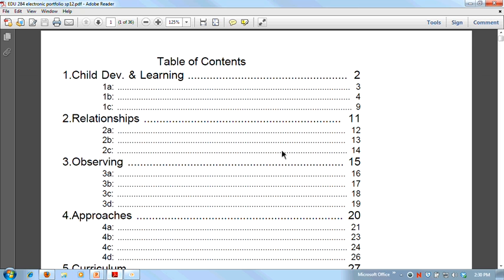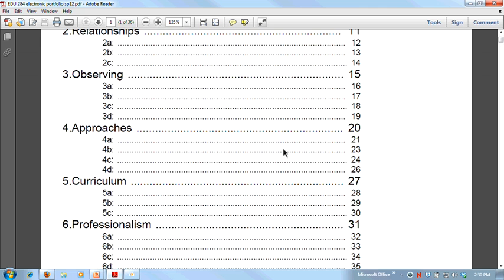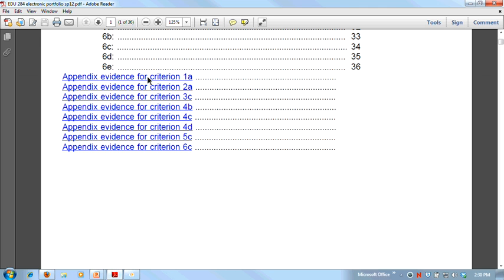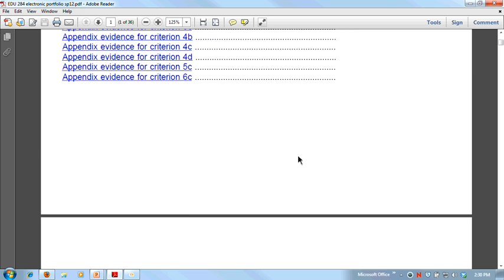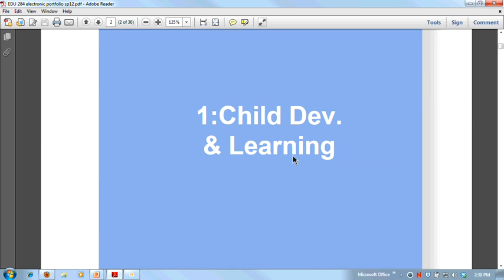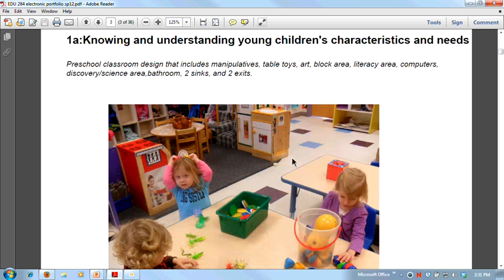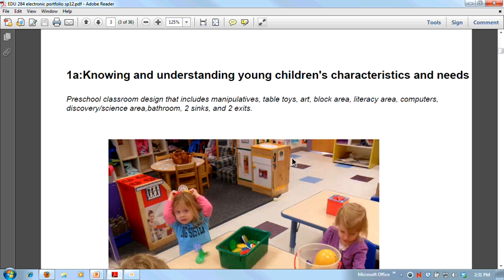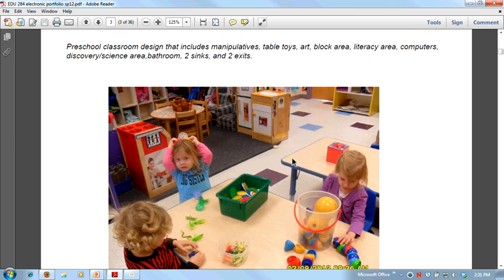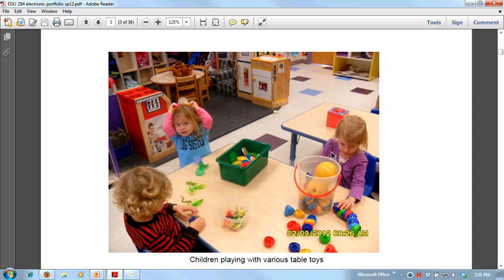Okay, thanks, Megan. When they generate the PDF file, it actually creates this table of contents. And the table of contents is based on, of course, the NAEYC standards. It gives them links to the evidence that they have added. It creates headers. So standard 1 comes up, done. This student, to prove knowing and understanding of young children's characteristics and needs, she took a picture of the preschool classroom that she was in, that she actually worked with the supervising teacher to help rearrange.